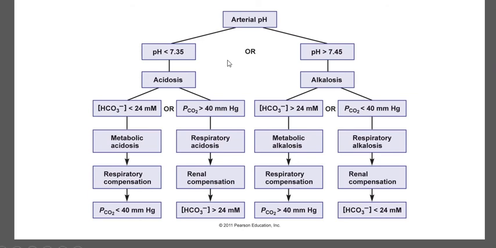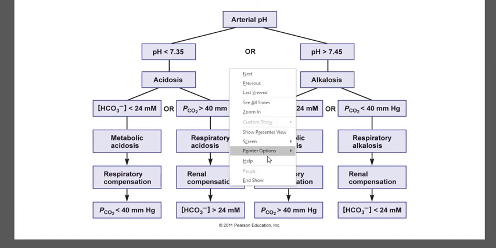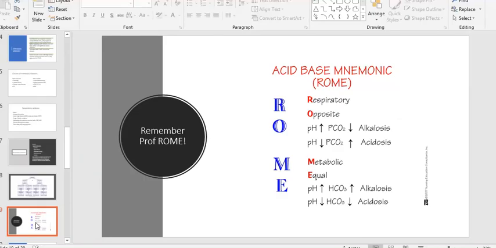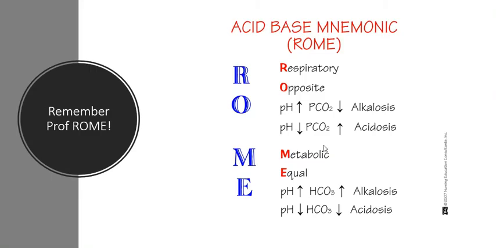So we now want to look at another slide which talks about Rome. There's a professor called Rome. Professor Rome, please remember Professor Rome. He gave us a very popular mnemonic. Professor Rome's mnemonic states that your respiratory acid base goes opposite to the pH. Your carbon dioxide goes opposite to your pH, right? And your metabolic goes in the same direction as your pH. This is all what Professor Rome says.